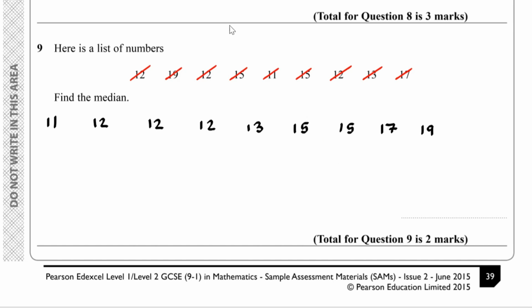So now we can easily find the middle number. Now if we cross off from either end, as we are doing now, then what we can see is that 13 will be the median.